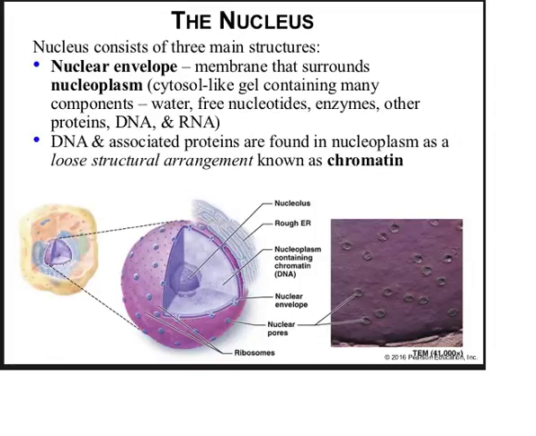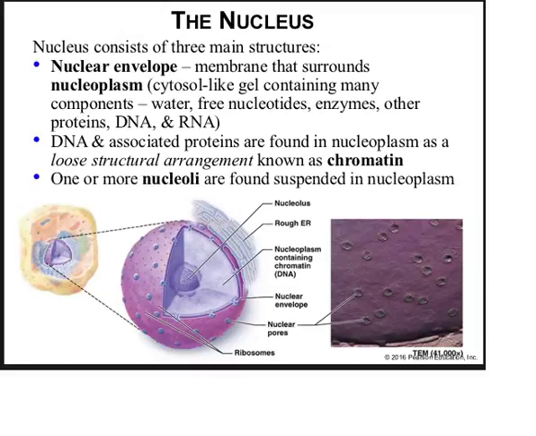DNA and associated proteins are found in the nucleoplasm as a loose structural arrangement known as chromatin. One or more nucleoli are found suspended in the nucleoplasm. Now, a couple of words about chromatin and nucleoli. Let's do this in blue. The DNA double helix, which I'll show here as just a blue filament.